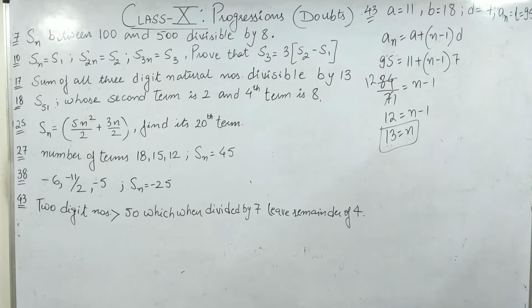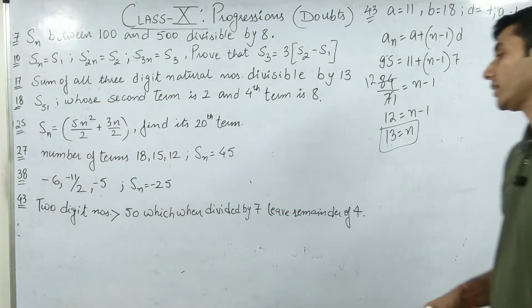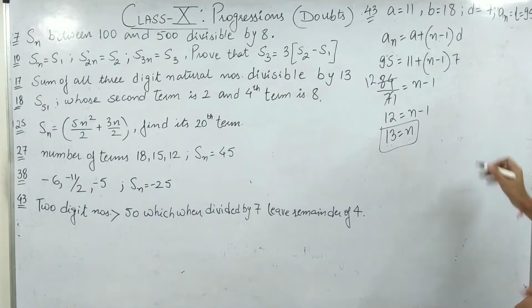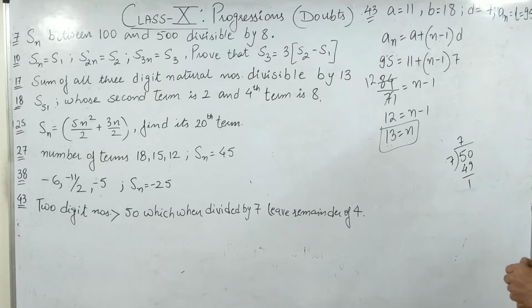Guys, crux. A cannot be 11. They are saying the 2-digit number should be greater than 50. So guys, let's divide 50 by 7. 7 7s are 49, which leaves 1 again. So okay, 51 will leave 2, 52 will leave 3, and 53.